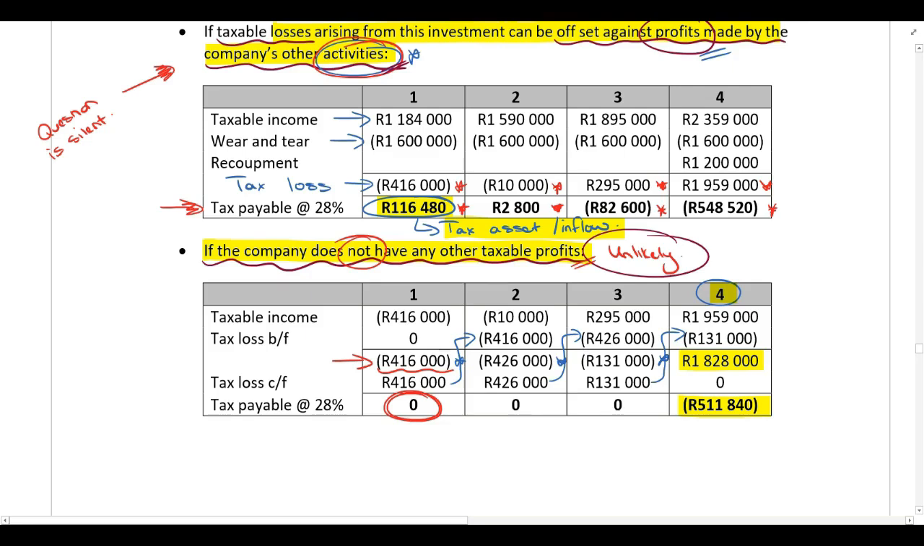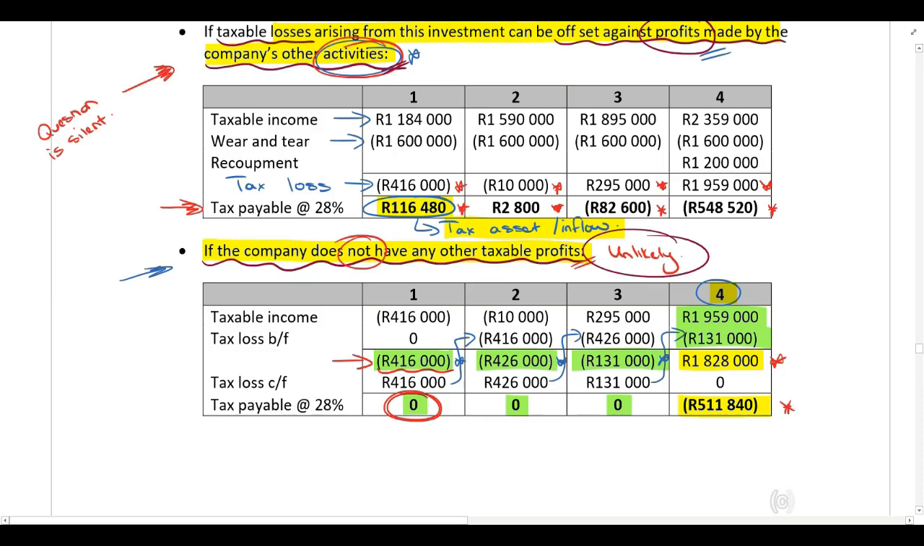So if the company does not have any other taxable profits, in the years where you have a tax loss, you do not recognize that benefit. You just don't have any tax in those years. You carry the benefit forward. You offset it against your future profits so that you can reduce your tax in future years. And then you recognize the tax payments in the year where you actually have taxable income.